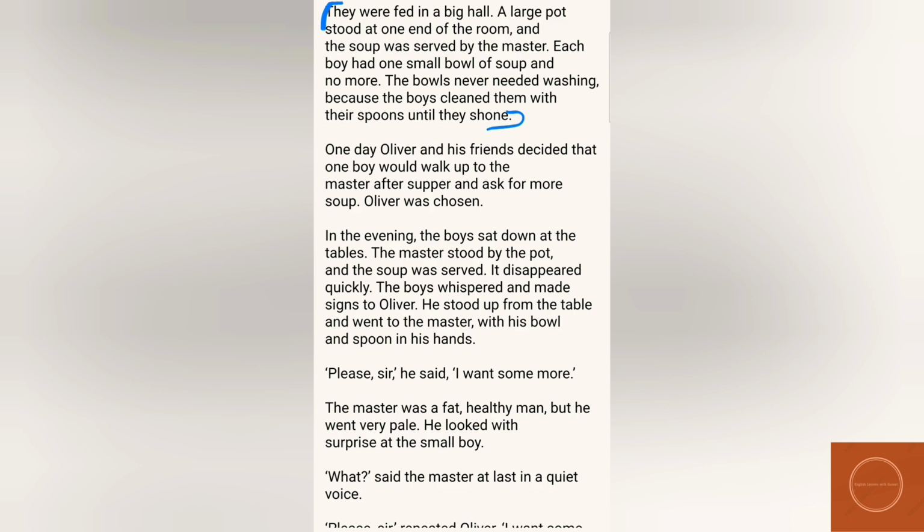So they were fed in a big hall. A large pot stood at one end of the room, and the soup was served by the master. Means where was the soup served? In a big hall. The pot was at one end of the room and it was served by the master.